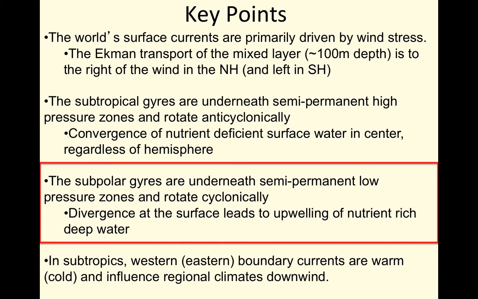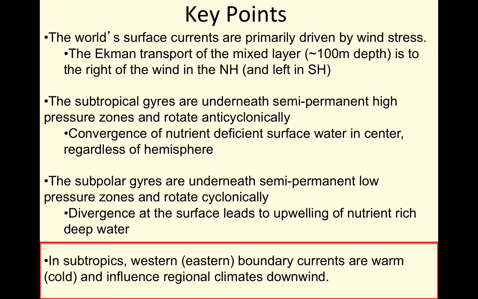On the other hand, the subpolar gyres are underneath semi-permanent low-pressure zones and rotate cyclonically, counterclockwise in the northern hemisphere and clockwise in the southern hemisphere. The big subpolar gyres are in the northern hemisphere, where there exists the land-sea contrast needed to form them. Divergence of the surface water in subpolar gyres by Ekman transport leads to the upwelling of nutrient-rich deep water that's also cold. In the subtropics, western boundary currents are warm, thin, deep, and fast currents, and eastern boundary currents are shallow, cold, wide, and slow currents, and both influence regional climates downwind of them.